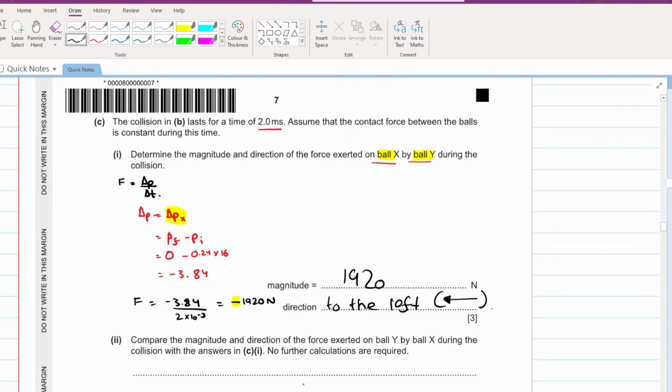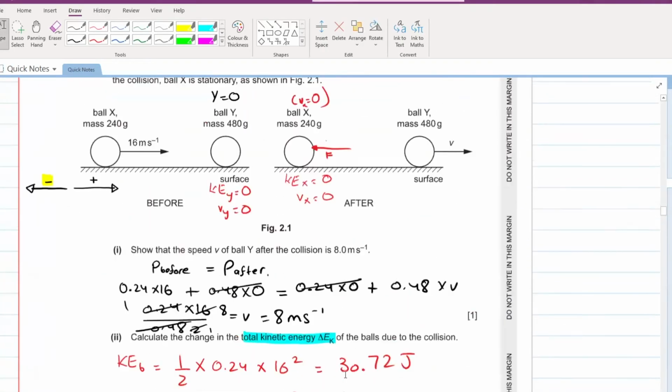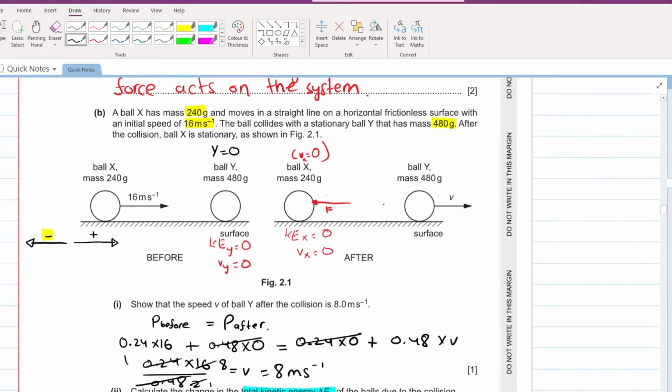Now look. Compare the magnitude and direction of the force exerted on ball Y by X during the collision with the answer in C1. No further calculations are required. Now I need you to focus on the board for the next 5 minutes. Now we have to calculate this force that ball X will exert on ball Y. Let's label this as force Y, and let's label this as force X.